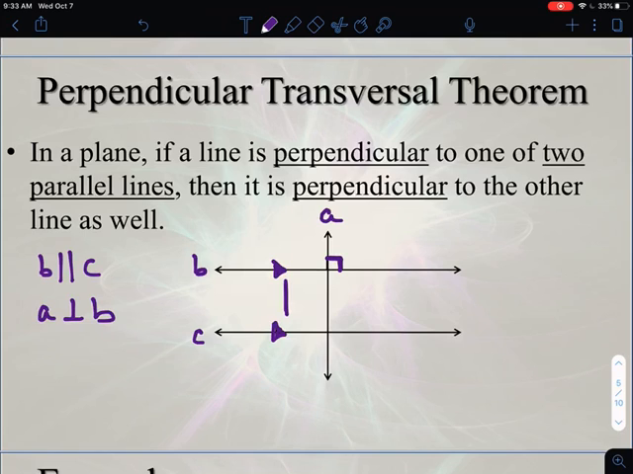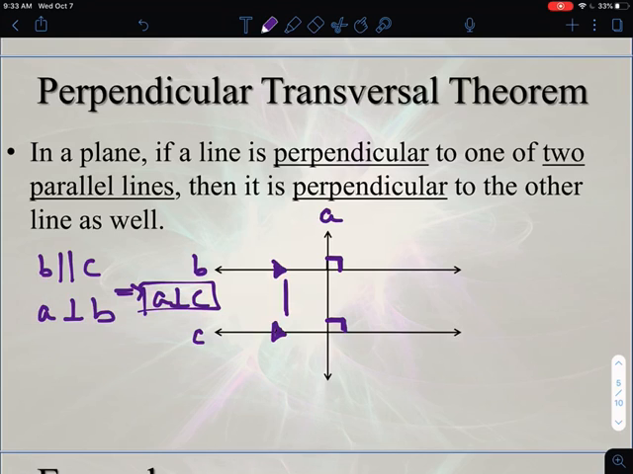Now, if these two lines are parallel, so if B and C are parallel here, that means that corresponding angles have to be congruent. So then if this angle up here is a right angle, this angle must also be a right angle. And so what happens is this tells me A is perpendicular to C. So because I had parallel lines, and one line was perpendicular to one of the parallel lines, it has to be perpendicular to the other.